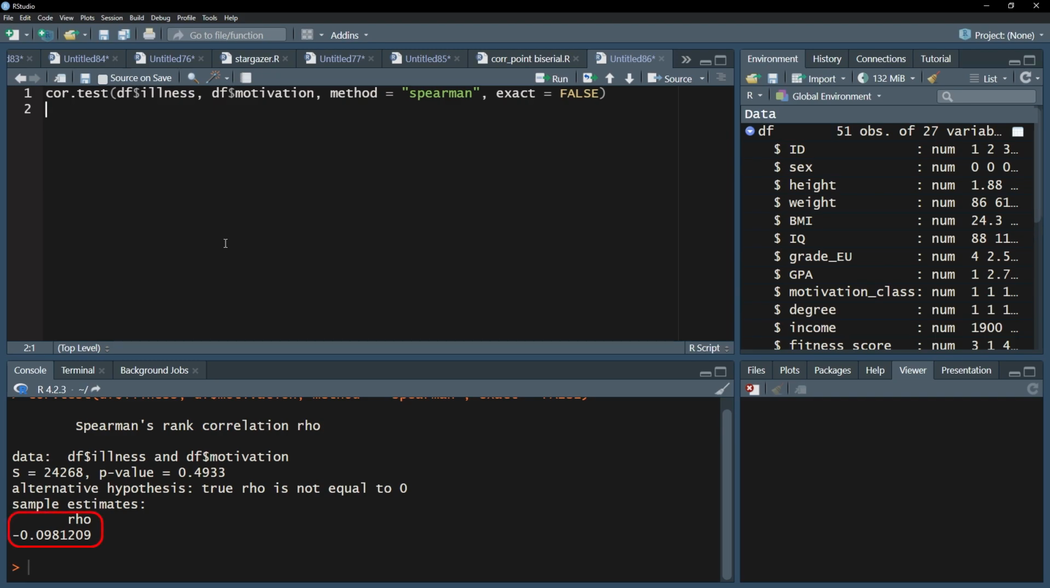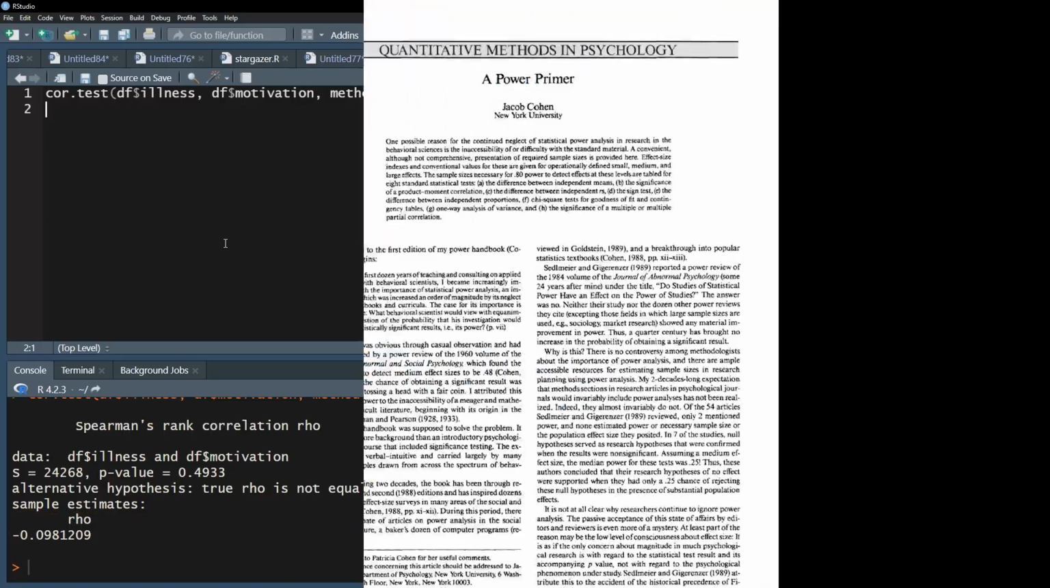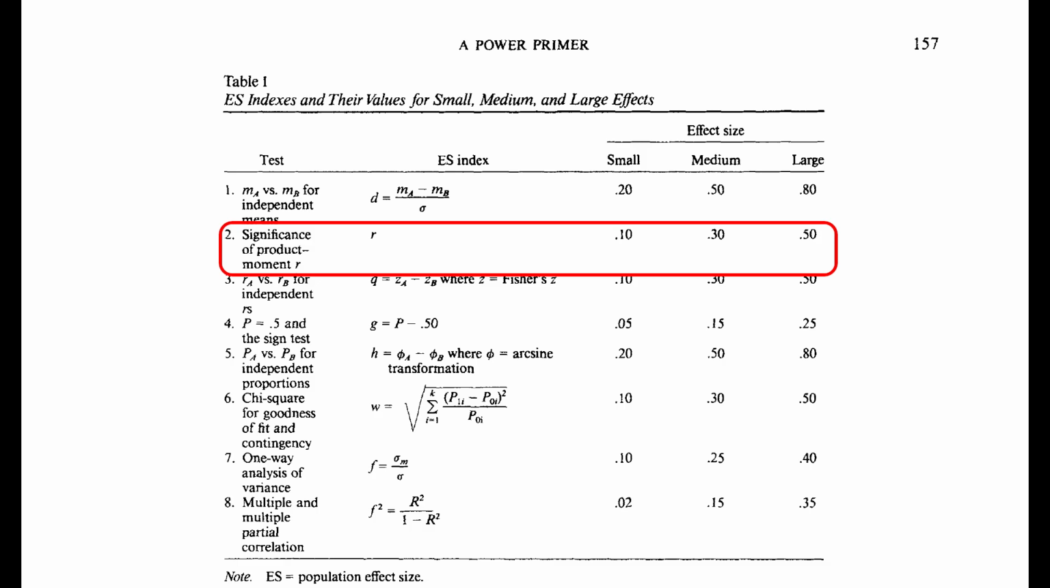This means R can be classified with comparable studies or research field-specific thresholds. If neither exist, you can fall back to Cohen 92, A power primer, and use the thresholds on page 157: 0.1, 0.3 and 0.5 for small, medium and large effect sizes.